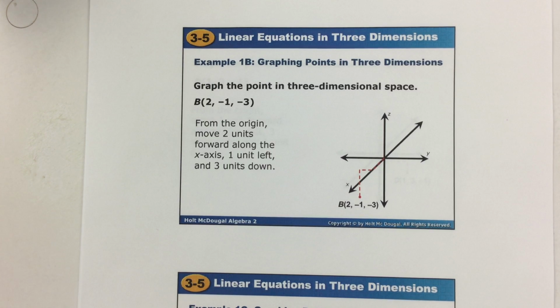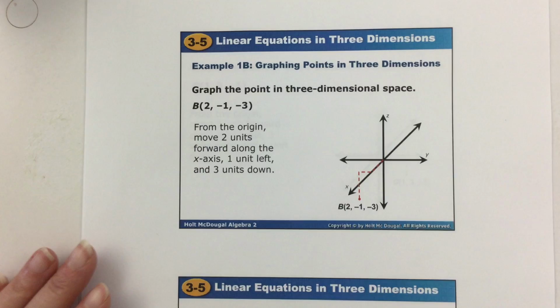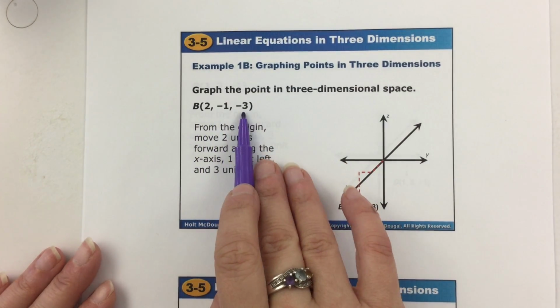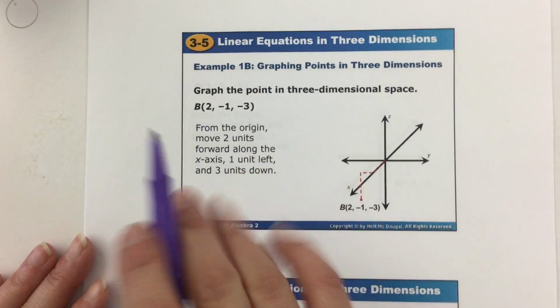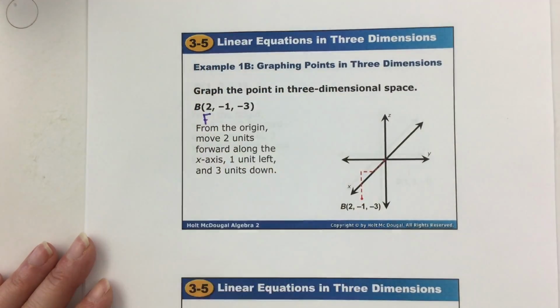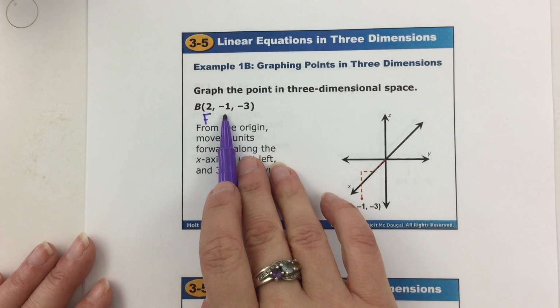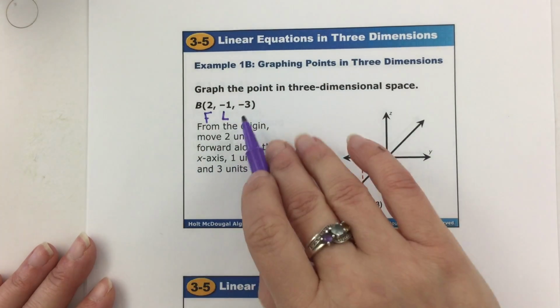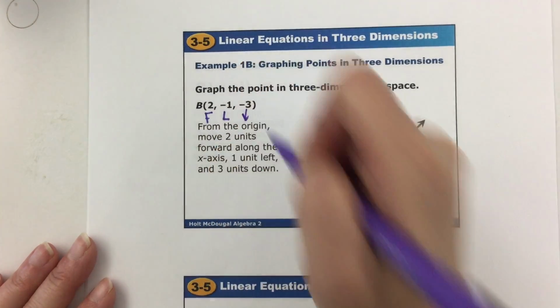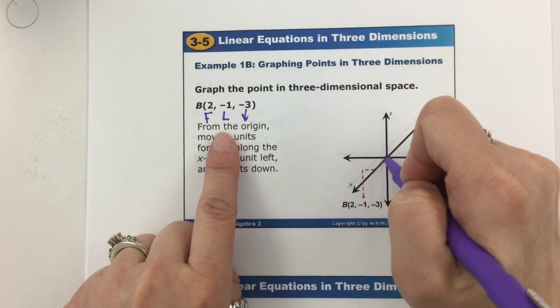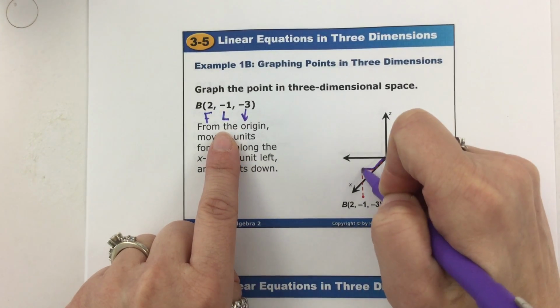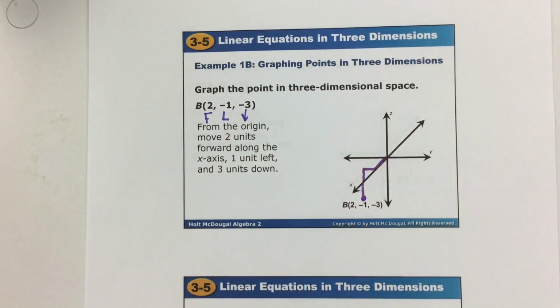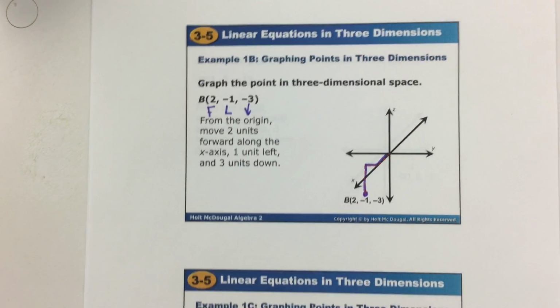If I am looking at the next one, I want to plot the ordered triple (2, -1, -3). X goes forward and backwards. This is positive, so I go forwards. Y goes left and right. This is negative. The negative direction is left. Z is up or down, so I go down. So from here, I go forwards, left, down. You show the path, approximate where you feel that point would be, and you're done.